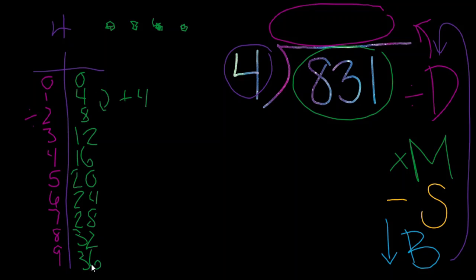So if I look at my table, I see that all of these numbers are more than I have. But I see right here that I have 8. So we're going to go ahead and circle the 2 and the 8. Okay. See that 8 divided by 4 is 2, or 2 times 4 is 8.